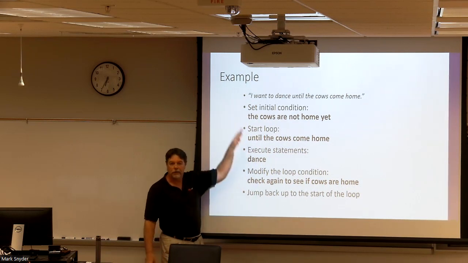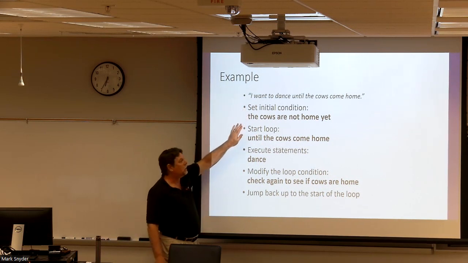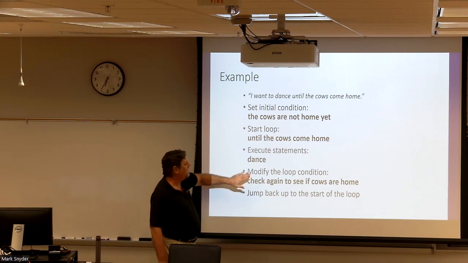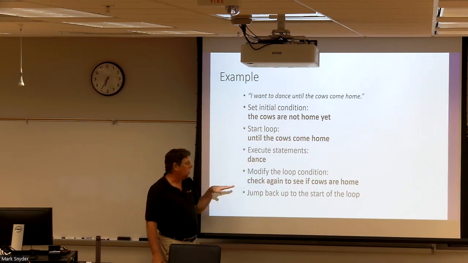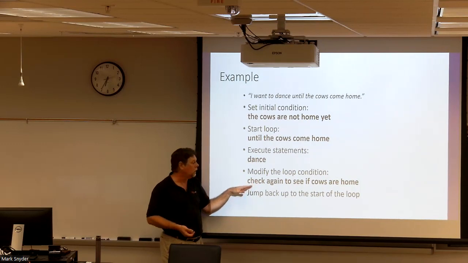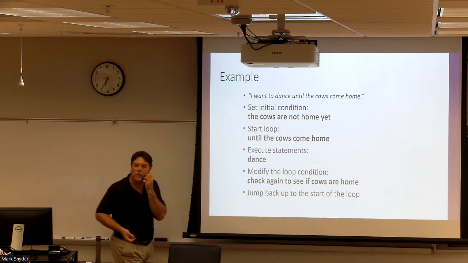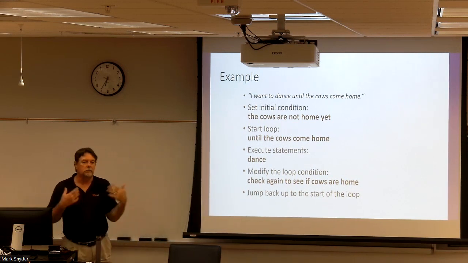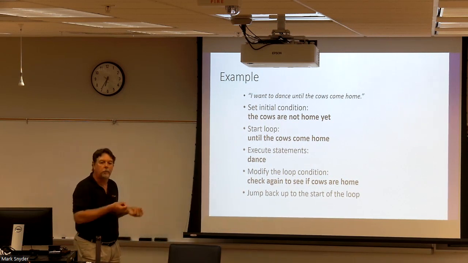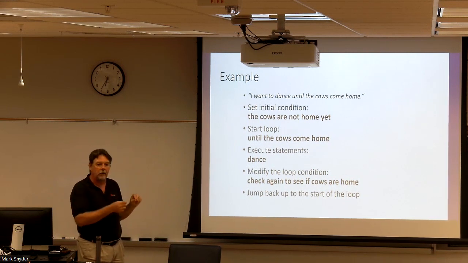So this contains everything from my checklist before, right? Sets the initial condition, starts the loop. Here's our condition that we're going to check for. We execute some stuff, and we modify the condition somehow while we're looping, and then jump back up to the top. So silly example, but you get the point. This is how we're going to look at problems that were assigned and pick the repeating bits out of it.